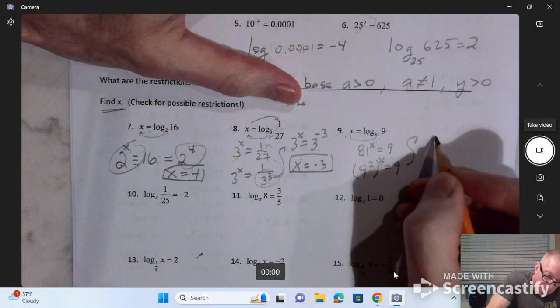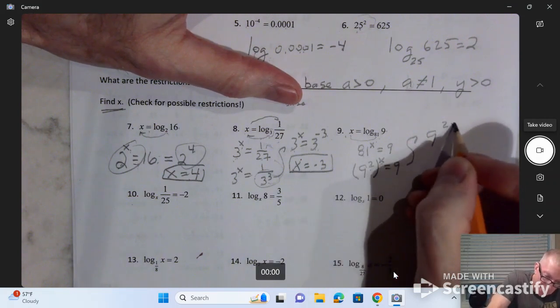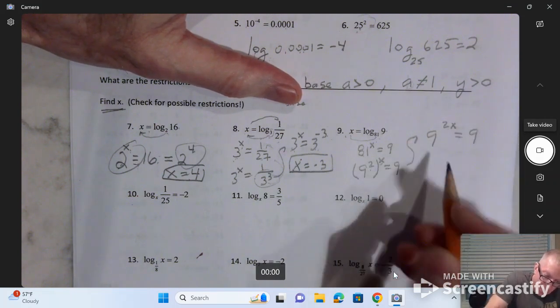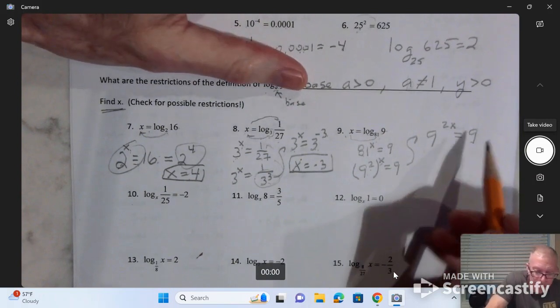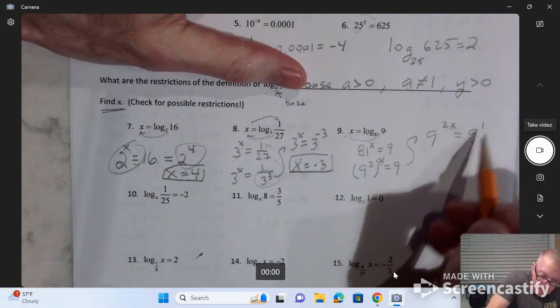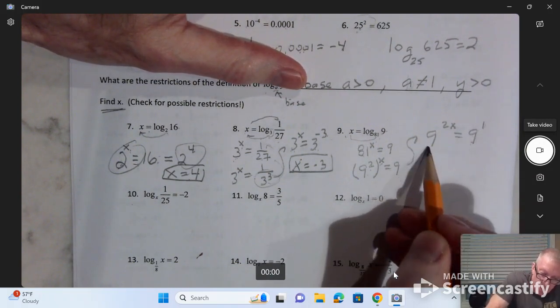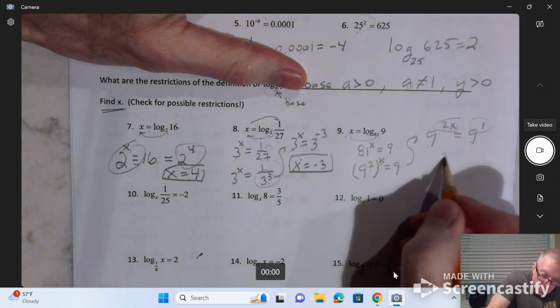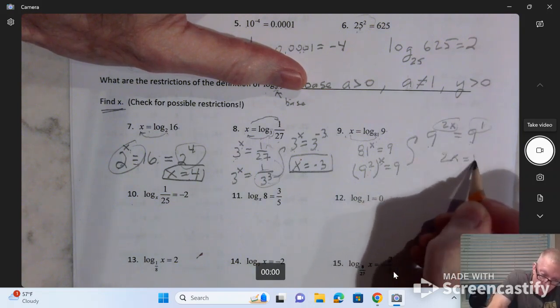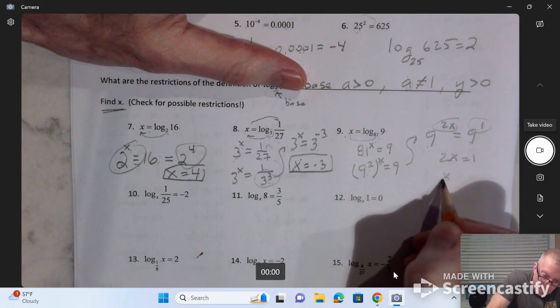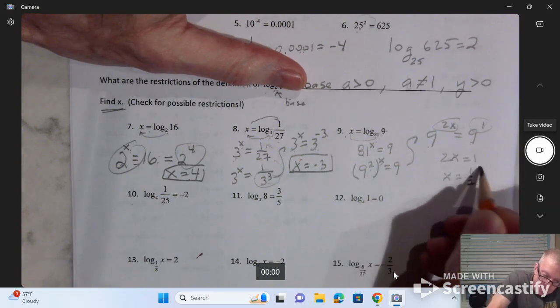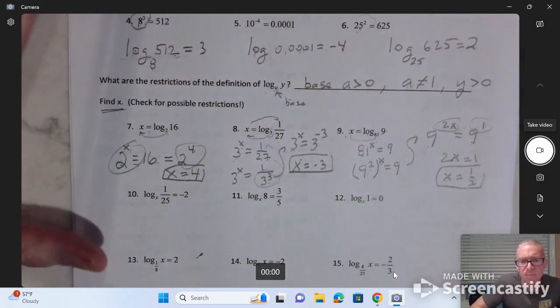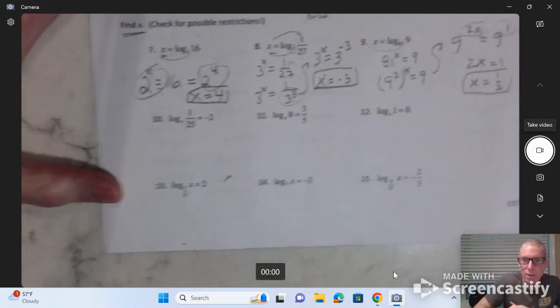Power of a power, you multiply the exponent, so 9 to the 2x equals 9. Now we have two powers with the same base. The exponent here is just 1. 9 is equal to 9 to the first. So now I can set the exponents equal: 2x must equal 1, and then x is 1/2. Okay. Next question.